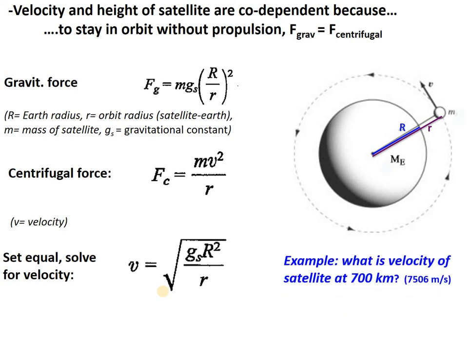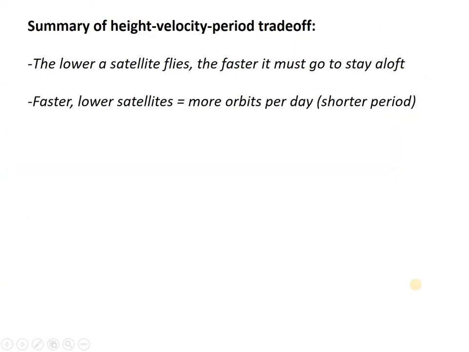And so what do we mean by this? I'm actually going to ask you to do this as a homework problem. What is the velocity of a satellite at 700 kilometers, which is a common orbital height? It is 7,500 meters per second, 7.5 kilometers per second. These satellites are smoking fast. So, summary of that, the lower a satellite flies, the faster it must go.